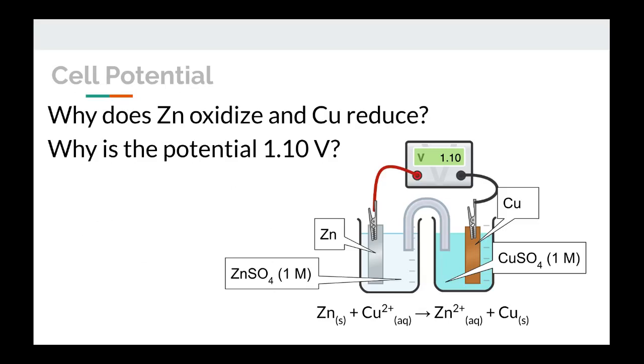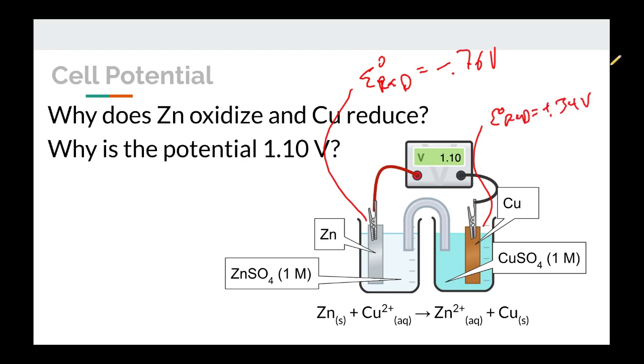So now let's go back to our original question. Why is it that zinc oxidizes and copper reduces? Well, zinc has a standard reduction potential of negative 0.76 volts, and copper has a standard reduction potential of positive 0.34 volts. Because copper has a more positive standard reduction potential, that means it's more likely to reduce. And because zinc has the less positive value of reduction potential, it's more likely to oxidize. So that's how we can make that decision.